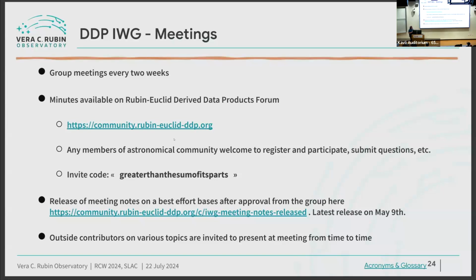Anyway, we release the meeting notes on a best-effort basis. We don't do it live. We produce the meeting notes, then give people time to review to make sure the notes don't say something they disagree with. But we do release them. The latest ones right now are about 2 months old, so they release about 2 months behind what we're actually saying. And we do have regular outside contributors on various topics. When we need to know something, for example how Euclid's photometric catalog pipeline is working, we'll invite people and they'll come in and we'll talk.